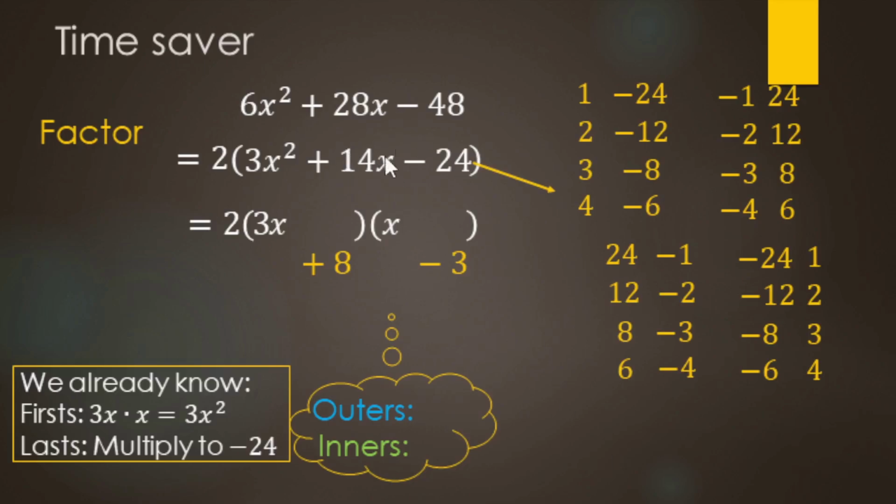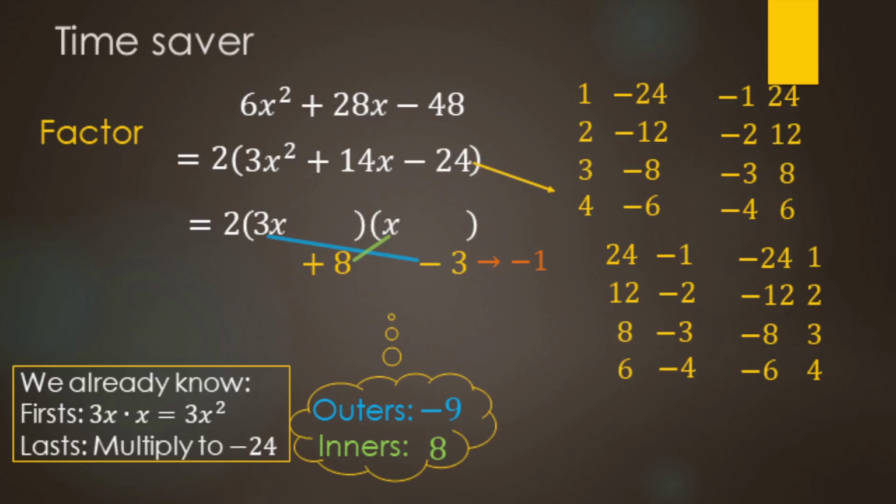Because we're looking for just a 14, right? So we got 3 times negative 3. That makes negative 9 for the outers, and then 8 times 1 is just an 8, all right? So in our brains, we have a negative 9 and a positive 8. Well, that makes negative 1. We're looking for a 14. So here we go. Next guess.